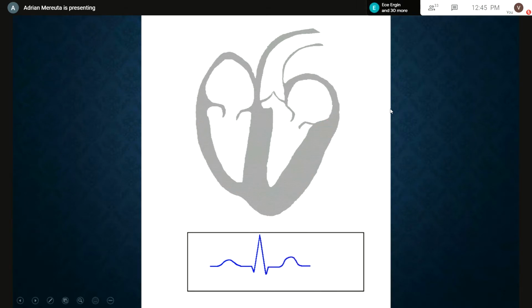And finally, this is the repolarization period, in which the heart muscle recovers the same electrical load as before.